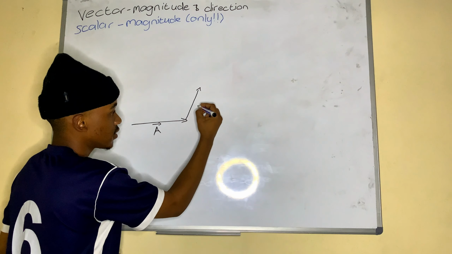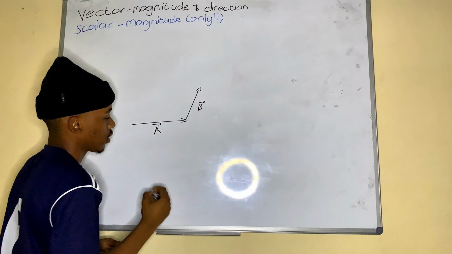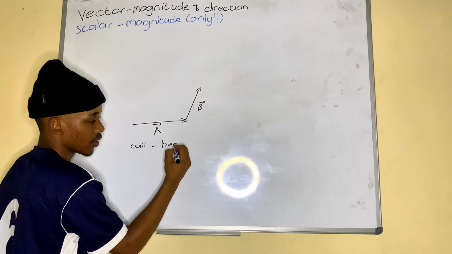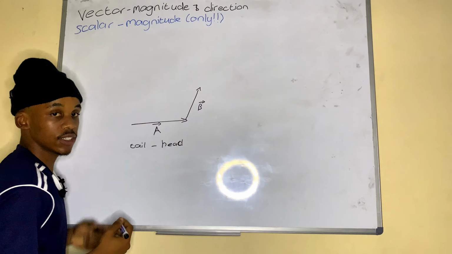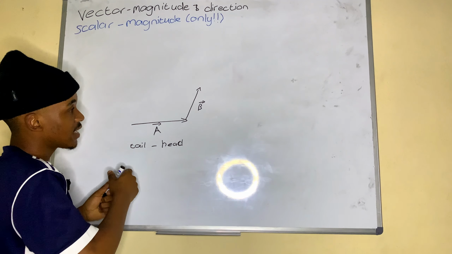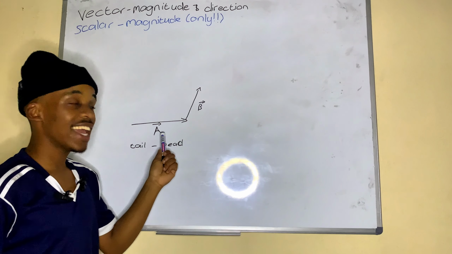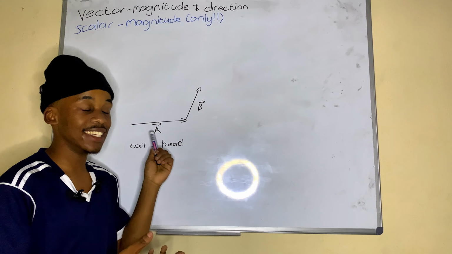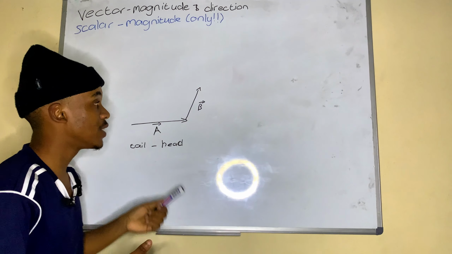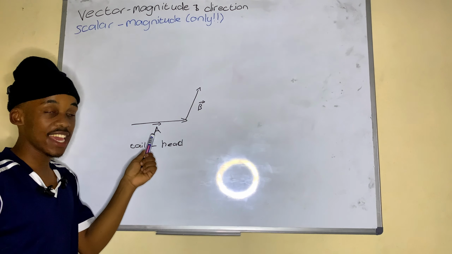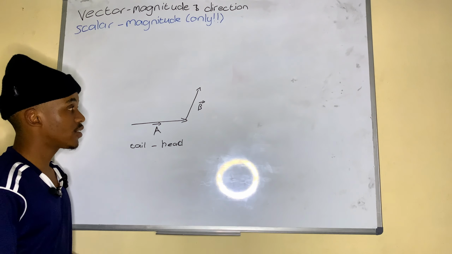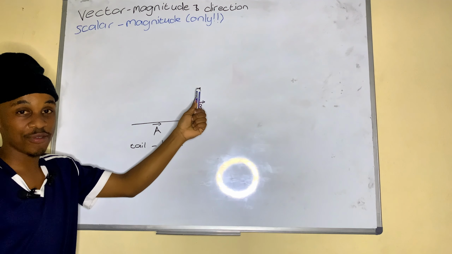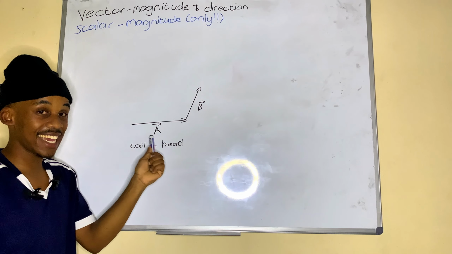And this is known as the tail to head method. And the vector that is a combination of vector A and vector B is known as our resultant vector. The resultant vector is the addition of two or more vectors, which in this case would be the addition of vector A and vector B. And our resultant would span from the tail of vector A to the head of vector B, because it's a combination of vector A and vector B.